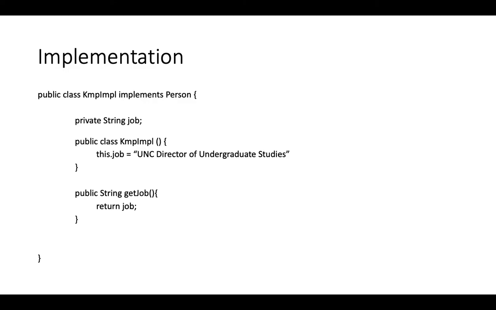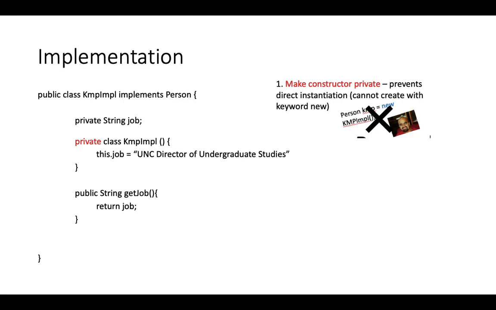So as you can see, we have a KMP impl class. It implements the person interface. It has a constructor, which is public, and it has one getter method, which returns the job of the KMP object. So one of the first steps in making this into a singleton design pattern is making the constructor private. This is what's going to actually prevent the direct instantiation because we won't be able to access the constructor, and thus the new keyword is not going to be able to work. So by making the constructor private, the only thing that can access that constructor is the class itself.